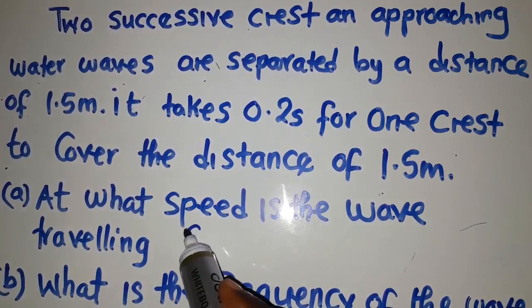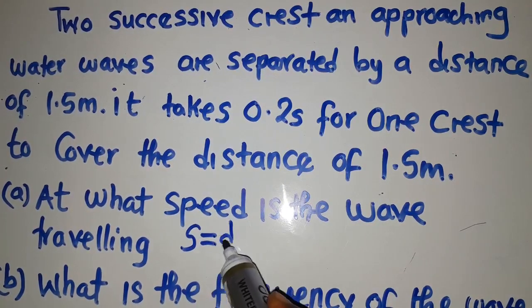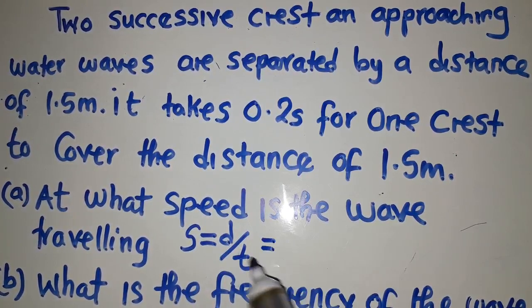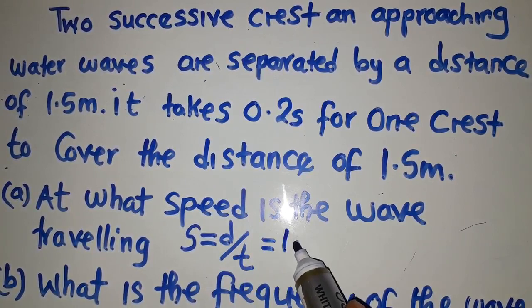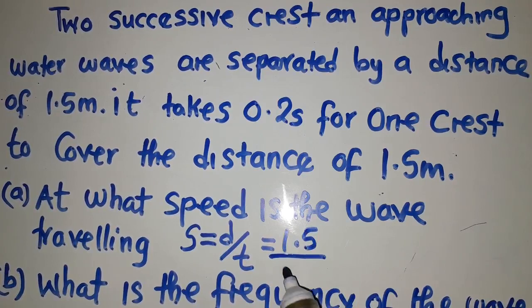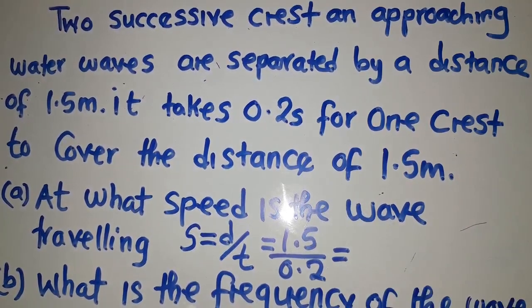These are simple questions. You know that speed is equal to distance over time. So what is the distance? Distance is 1.5 over time, which is 0.2. So what answer are you getting? You punch on your calculator like this: 1.5 divide 0.2. What answer are you getting?